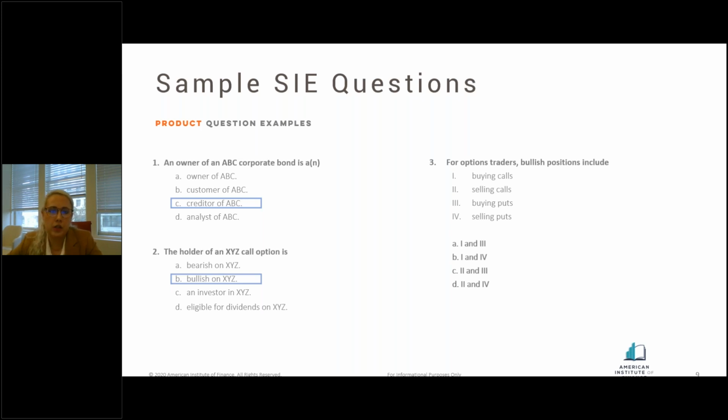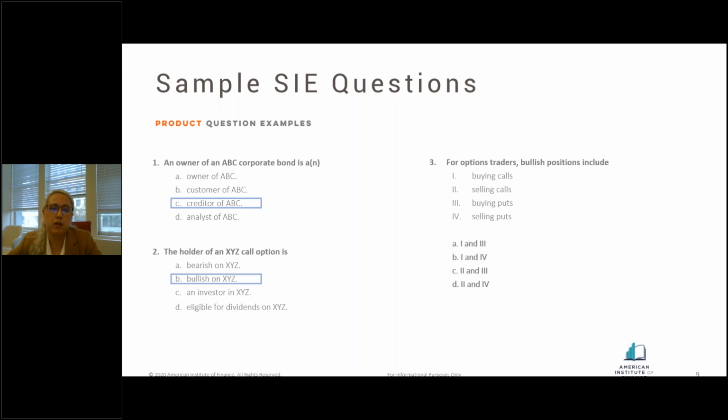So for options traders, bullish positions include buying calls, selling calls, buying puts, or selling puts. As I mentioned before, if you're buying a call, then you have a bullish position, right? If you're selling a call, you want the stock to go down, so you're bearish on that position. If you're buying a put, it's the opposite of buying a call. So what happens is that you want the stock to go down, so that's not the right answer.